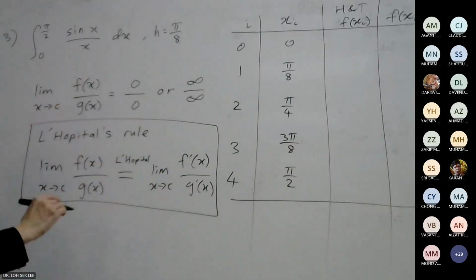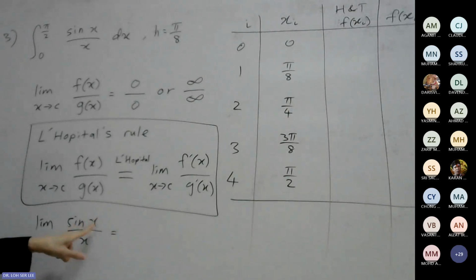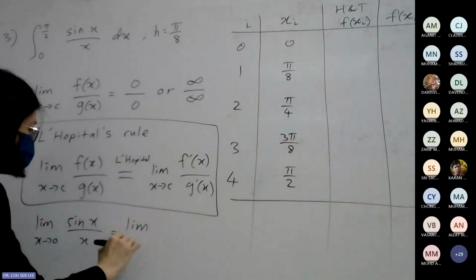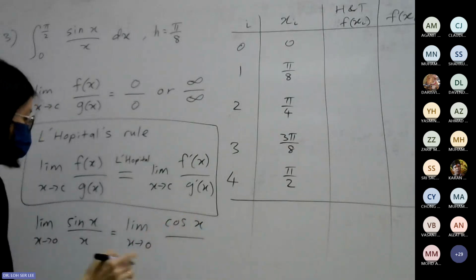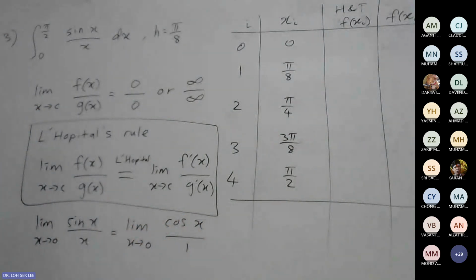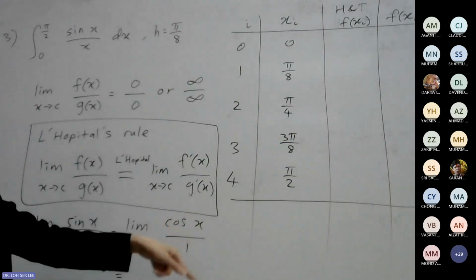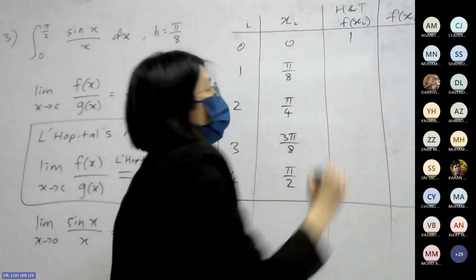For this case, this is limit x tends to 0 for sine x over x, right? When you substitute 0 into x, you get sine 0 is 0, so 0/0. Then we apply this. Differentiate sine x, we get cos x. Differentiate x, we get 1. Then we substitute 0 into x again. What do you get? Cos 0 is 1. 1/1, 1. That's why you get 1.